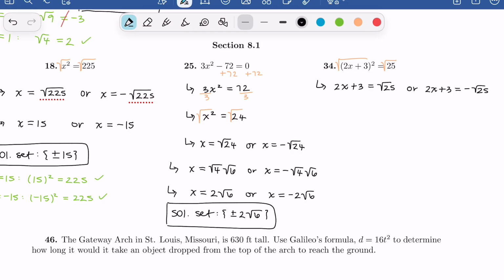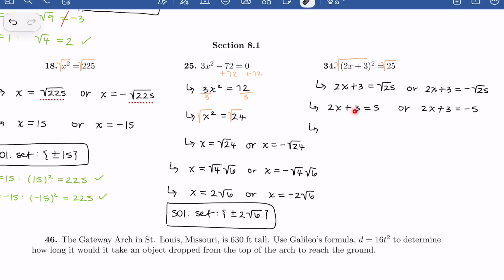I'm going to have 2x plus 3 is equal to positive square root of 25, and 2x plus 3 is equal to negative square root of 25. Okay, so from here, it becomes very similar to what we've seen before. We're going to have 2x plus 3 is equal to the square root of 25, which gives us 5, or 2x plus 3 is going to be equal to negative square root of 25, which is 5. All right, so let's go ahead and solve both of these.